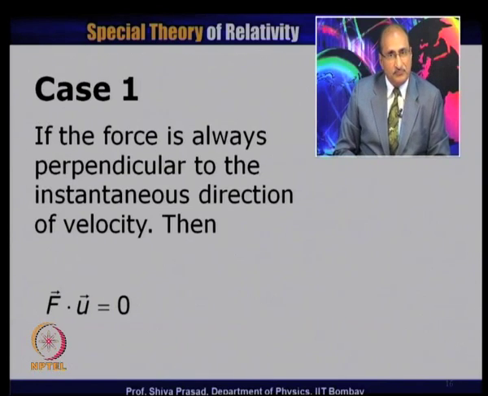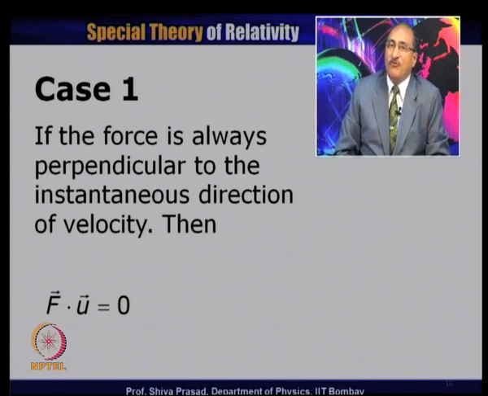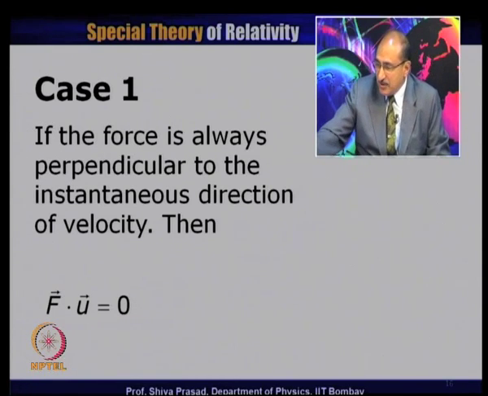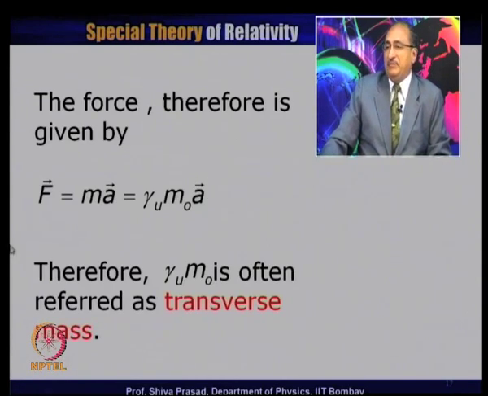Let us take case 1: the force is always perpendicular to the instantaneous direction of velocity. Of course, once we apply the force, the velocity will change, in general both in magnitude and direction, or at least in one of them. But if force is always perpendicular to the direction of velocity, then f dot u will always be equal to 0. As we have said, the first term will become 0, and then we will have the simple case of f is equal to m a.